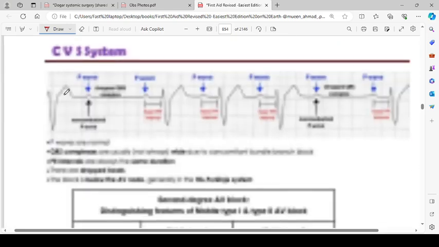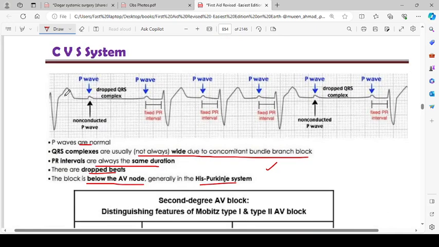So here you can see that this one is a non-conductive P wave and a dropped QRS complex is present. Then after 1 to 3 beats, all the PR intervals are the same, like they have a fixed PR interval, and then we have a non-conductive P wave, and then comes a fixed PR interval. So basically there's dropping of the beats without prolongation of the PR segment. In Mobitz type 1 there was prolongation.